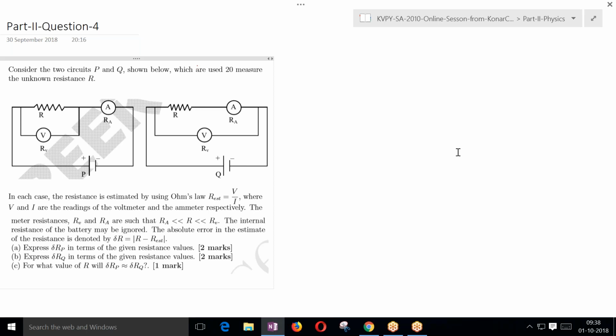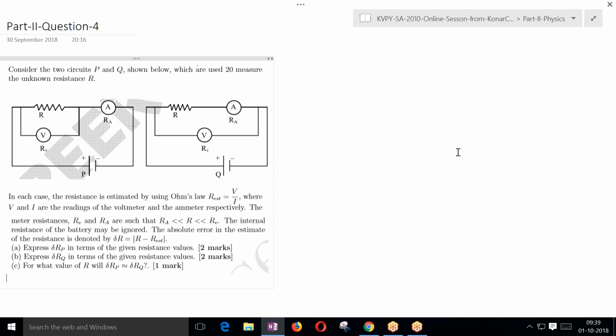I remember I started discussing this problem in the last class, but I did it in a little hurry and made a few step jumps, which may not have been understood very clearly by all of you. So that's why let me do this question once more. First of all, let us read the question.